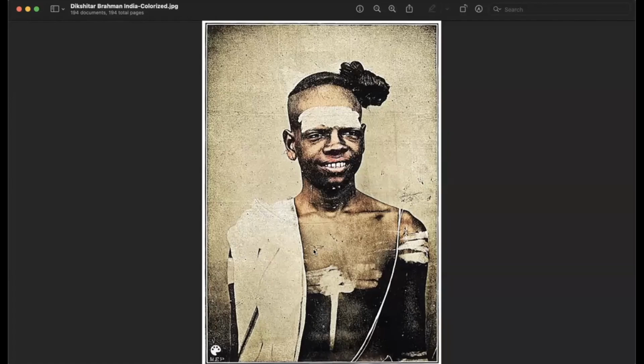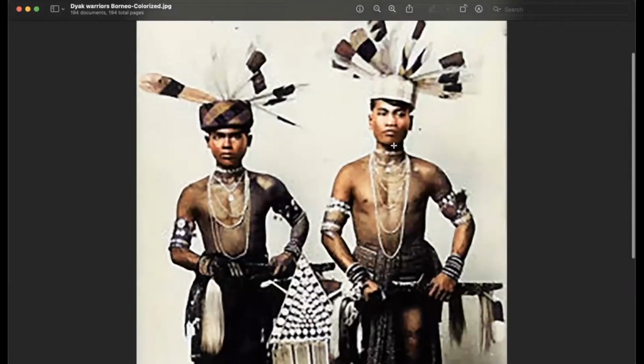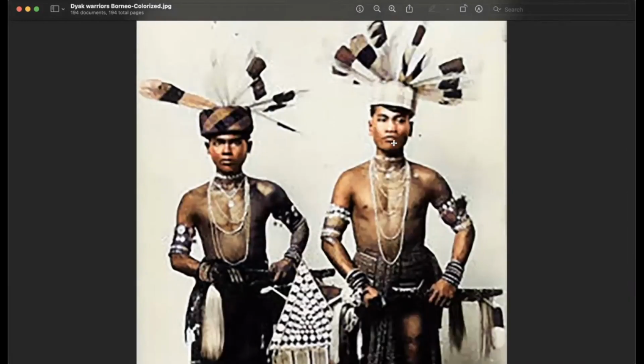But again, break the spells. This is a Hindu. When he would have been called a Chino, we read that earlier, he would have been called a Chino. They would have all been grouped together, all these diverse cultures, as Chinos. Here we have some more Dayak warriors from Borneo.